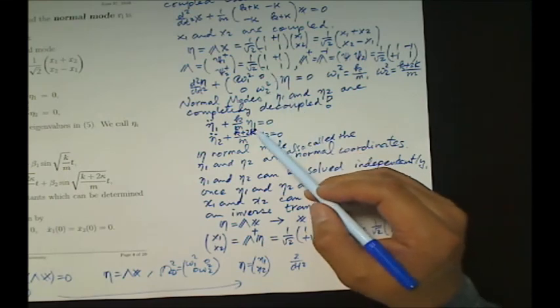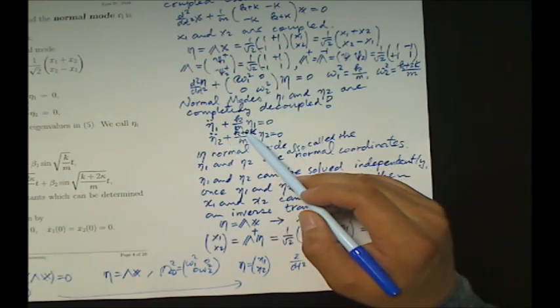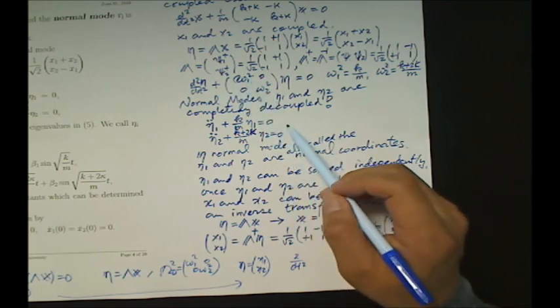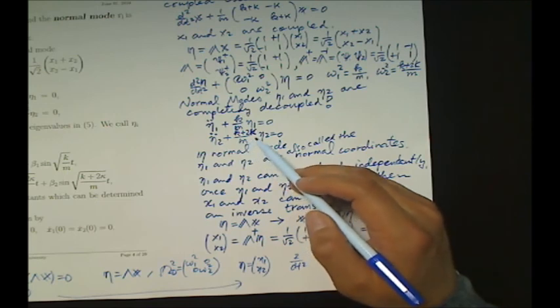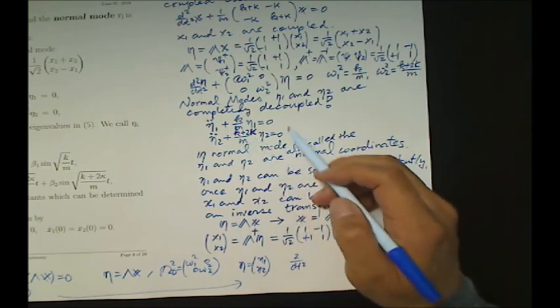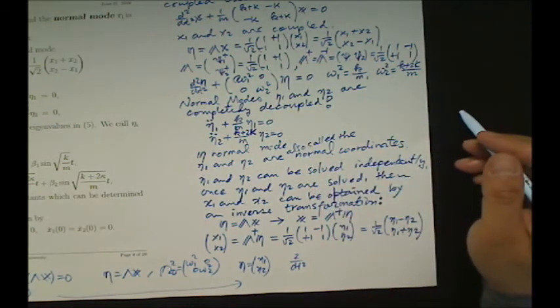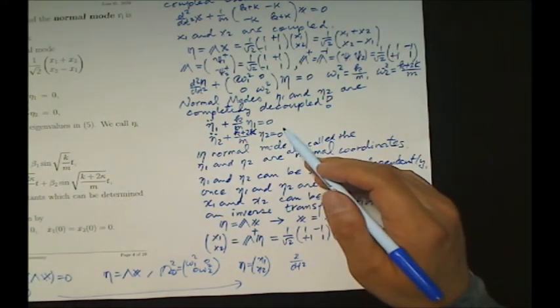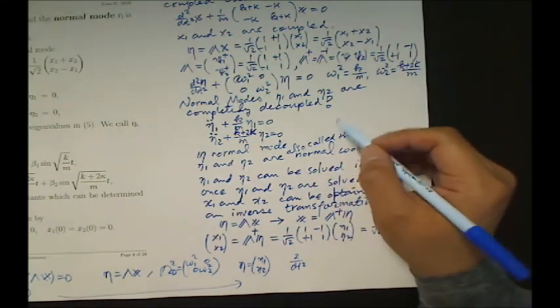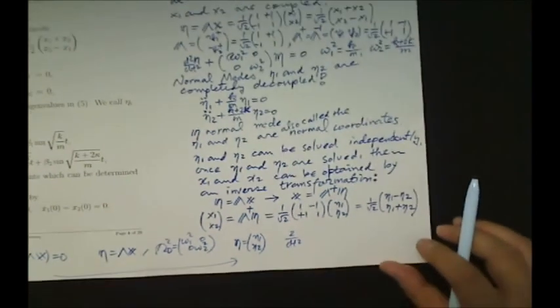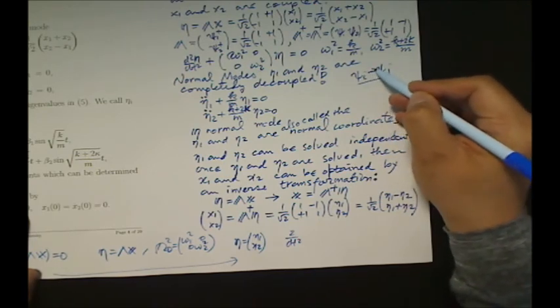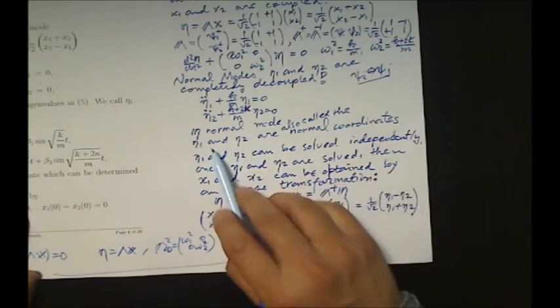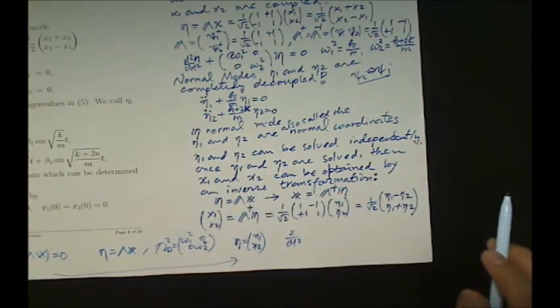The first element is just eta 1 double dot plus k over m, that is omega 1 squared, eta 1 equals 0, and eta 2 double time derivative plus k plus 2 kappa over m, eta 2 equals 0. That means these two equations are completely decoupled, and their eigenvectors are orthogonal. That's the reason why we call these the normal coordinates. Since the axes are orthogonal, its coefficients are called normal coordinates.